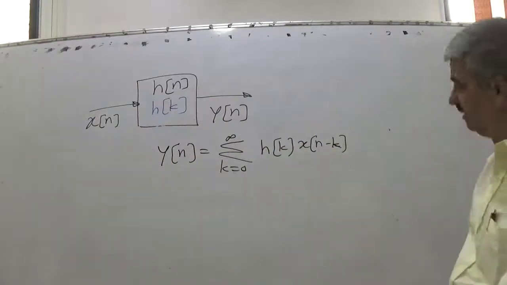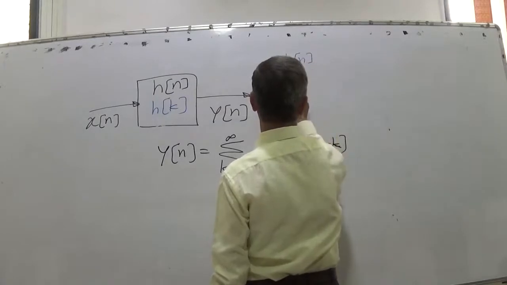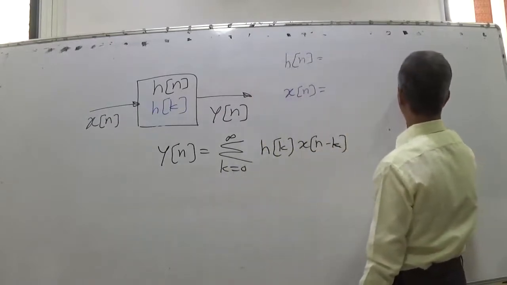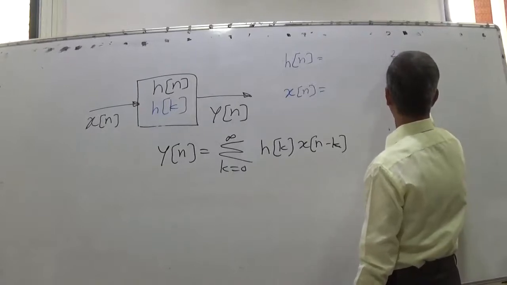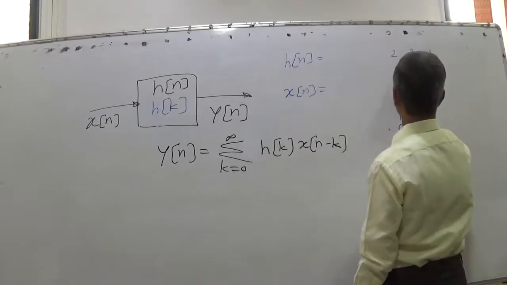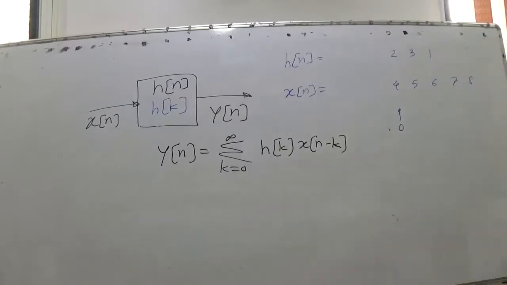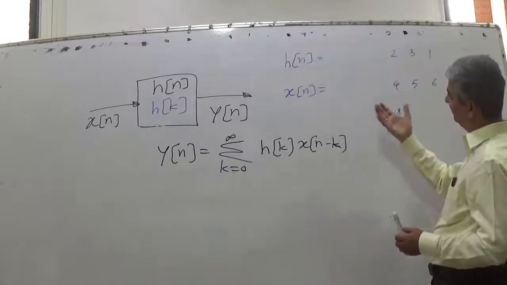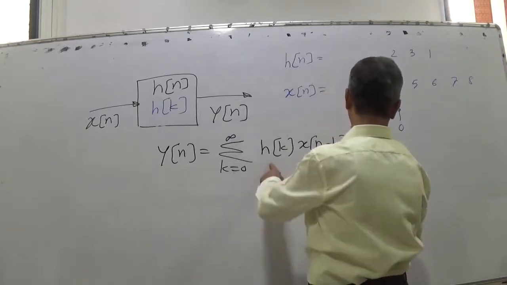So how do we carry out convolution? We write one sequence h(n), and we write x(n). Suppose I write n equal to 0 here, and h(n) is 2, 3, 1 and x(n) is now 4, 5, 6, 7, 8 and so on. Now, how to carry out convolution? There is a very simple process. I would not like to spend time on repeating simple things. So y(n) is the convolution.